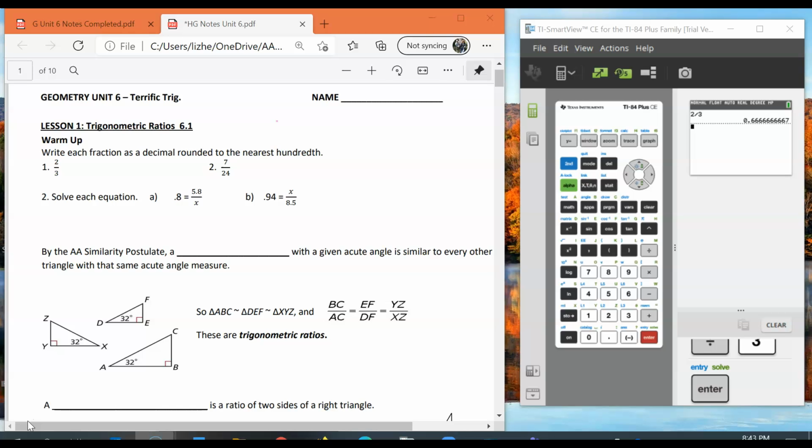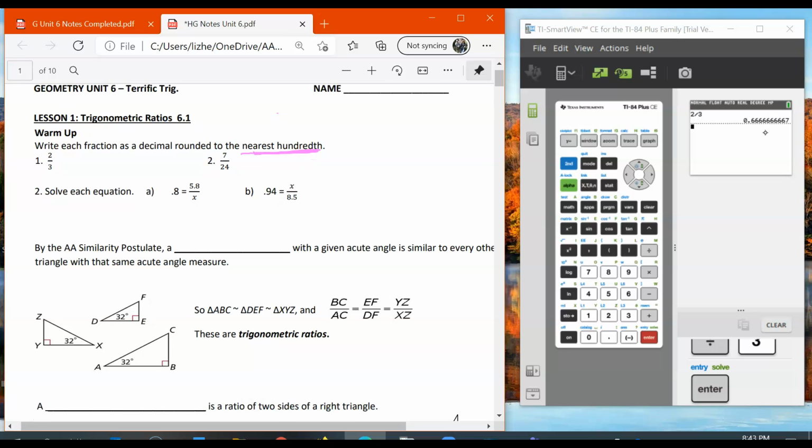So here we go. Let's do the warm-up first on page 1 of your notes. Write each fraction as a decimal rounded to the nearest hundredth. So make sure you do that. You can see over here I have my little calculator. I have 2 divided by 3 is 0.6666 repeating, but rounding to the nearest hundredth. Remember, when you round, you get 0.6666, and it keeps going. You look at the hundredth place, and then you look at the number in front of it, which is above a 5. So therefore, this is going to be rounded to 0.67.